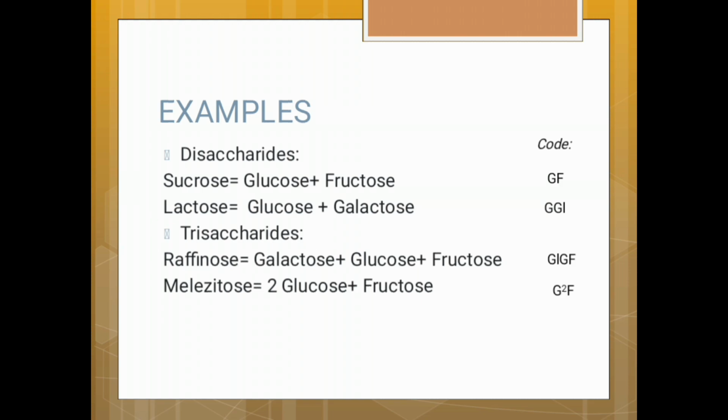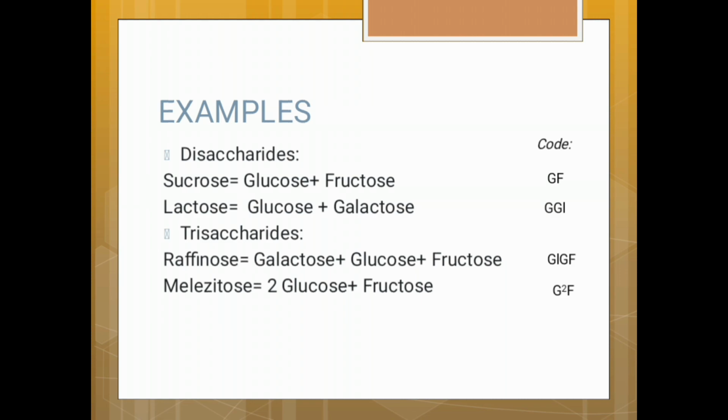And then we have lactose. Lactose is also made up of 2 monosaccharide units, which are glucose and galactose. Sucrose is also known as table sugar, while lactose is known as milk sugar. Now moving on to trisaccharide, as I said earlier, it's 3 monosaccharide units joined together by a glycosidic bond to form a single unit. Now we have examples here.